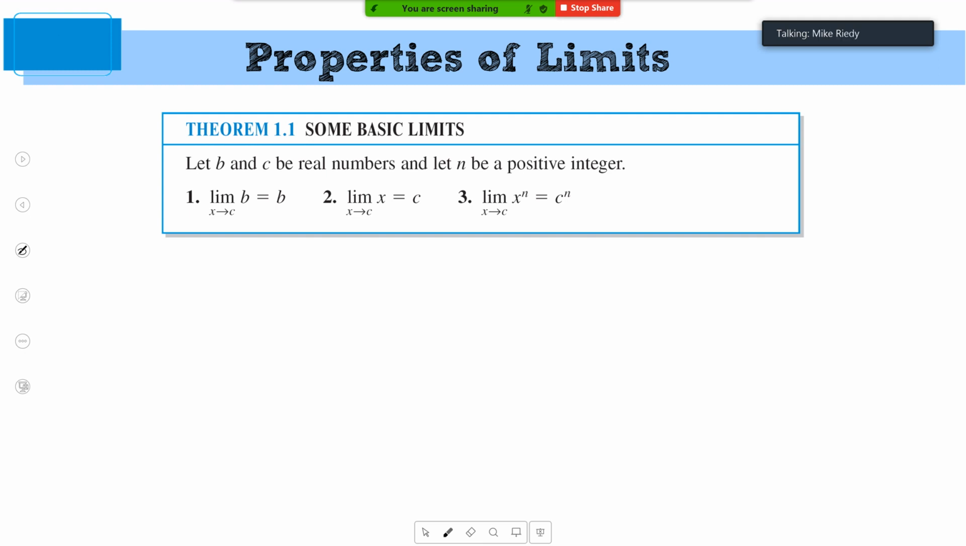A horizontal line. It's a horizontal line. So no matter what x value I choose, it's always going to have a value of 4. That's what number 1 says. Okay, the limit of any horizontal line is just the value of the horizontal line.